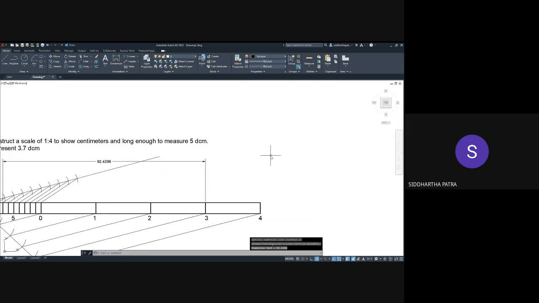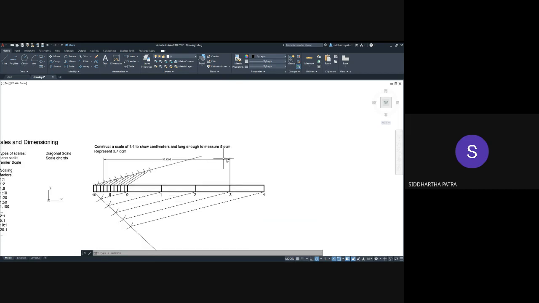But this one shows something very different. Okay, it doesn't show the actual dimensions, and when you actually measure the distance using an actual scale, you will not be getting 3.7 decimeters. You would be getting something else. You would actually be getting one fourth of 3.7 decimeters.